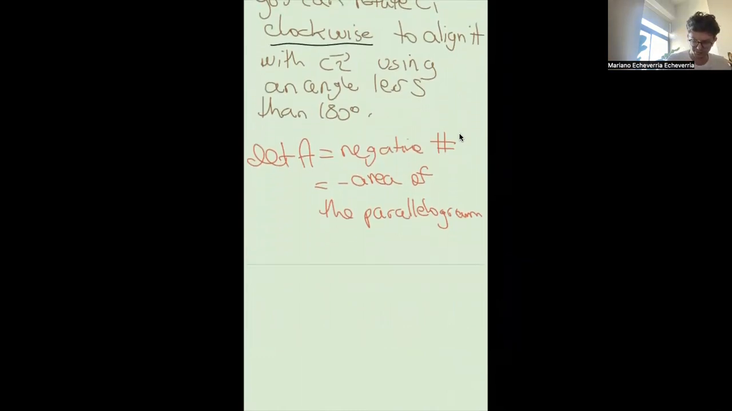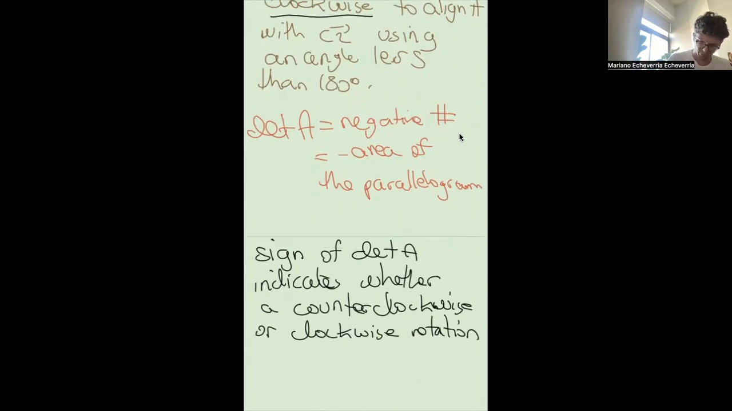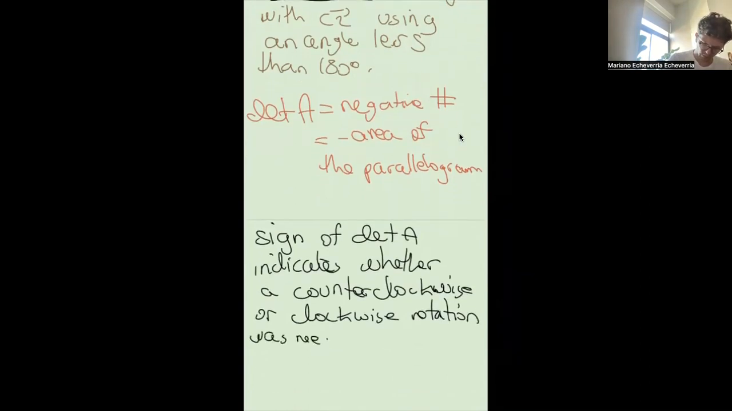So the sign of the determinant indicates whether a counterclockwise or clockwise rotation was needed. Is that making sense? It is just keeping track of what's sometimes called the orientation, how you have to orient the vectors to get from one to the other.